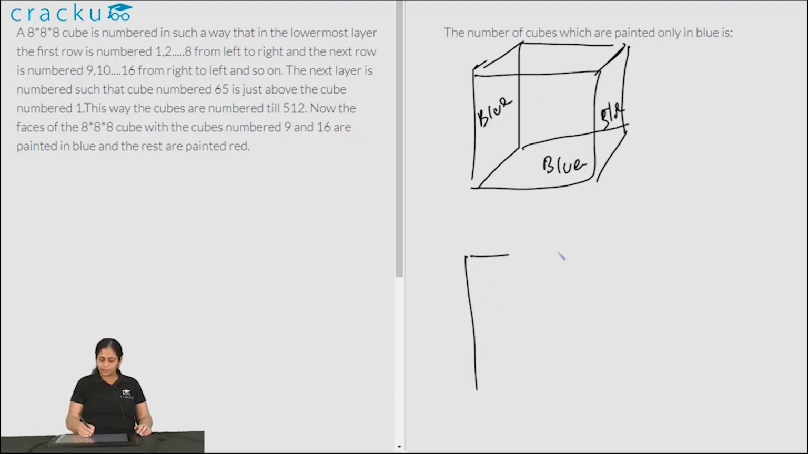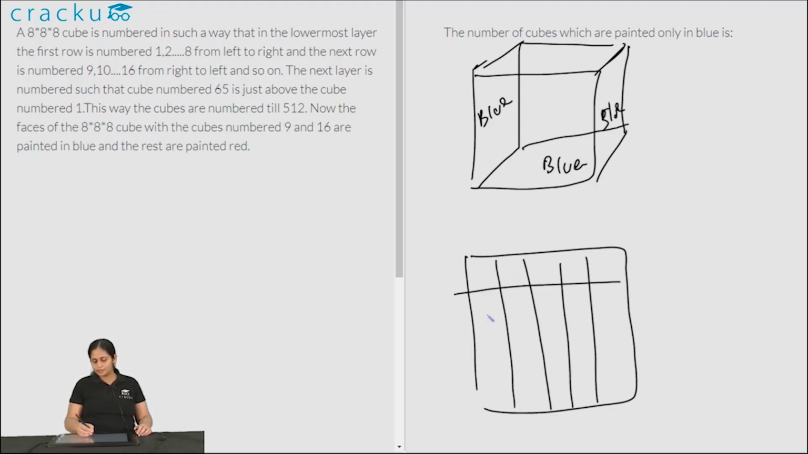If you consider any normal cube, you can split it up into 4 parts. Cubes that are completely inside the cube: a unit cube that is completely inside the cube is not going to be painted at all. The second type is those that are on the face but not on the edges. The elements that are on the face will be painted with only one color. Then there are those elements that are on the edges of the cube.